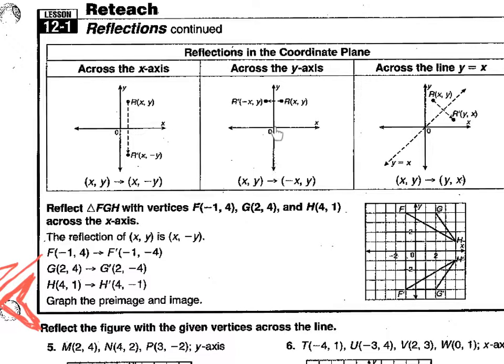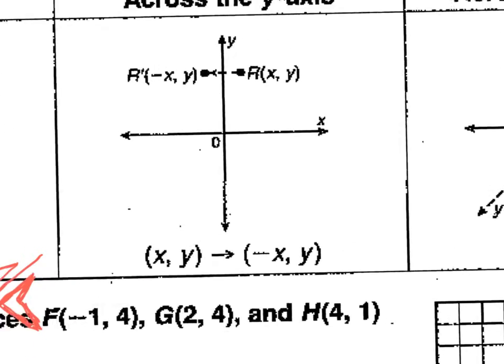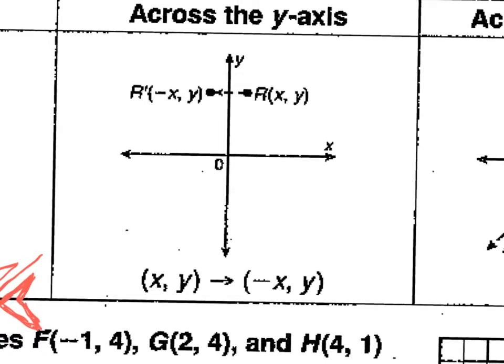Well, the y-axis is this right here. If a point is reflected over the y-axis, see here, this is the original, this is a prime because this is prime notation. So if I have a point R and I reflect it over the y-axis, it's coming this way. So what is changing? The x. Okay, so just think about the opposite letter. If you reflect it over the x-axis, the y coordinate changes. If you reflect it over the y-axis, the x coordinate changes.